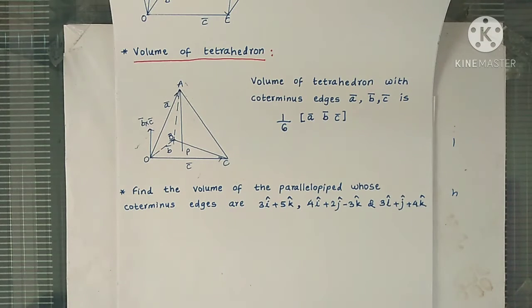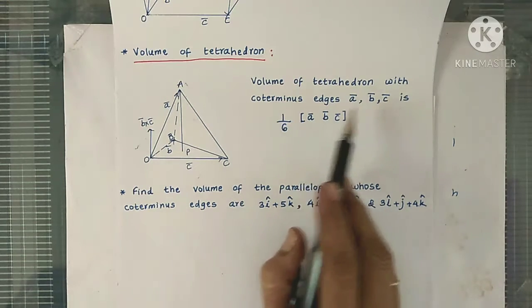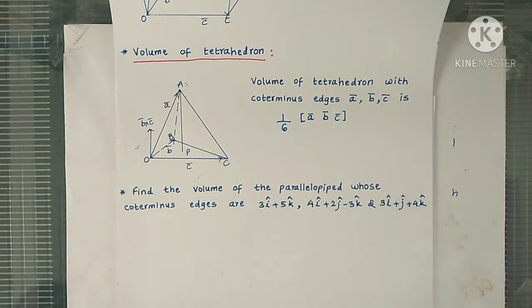So first of all, let's study the result. The result says that volume of a tetrahedron with coterminous edges a bar, b bar, c bar is 1 by 6 scalar triple product [a bar, b bar, c bar]. So to find volume of a parallelepiped, we have to take the scalar triple product, and to find volume of a tetrahedron, we have to multiply the scalar triple product by 1 by 6. Now let's solve some examples based on this application.